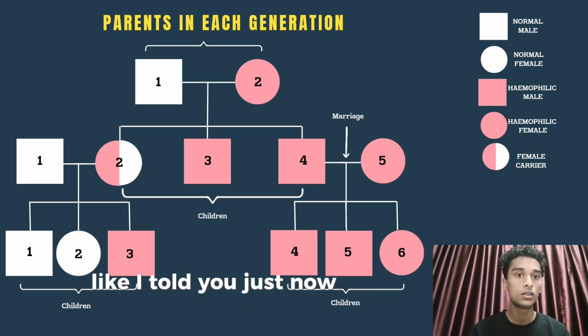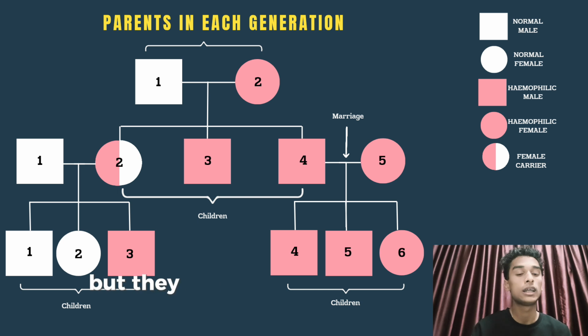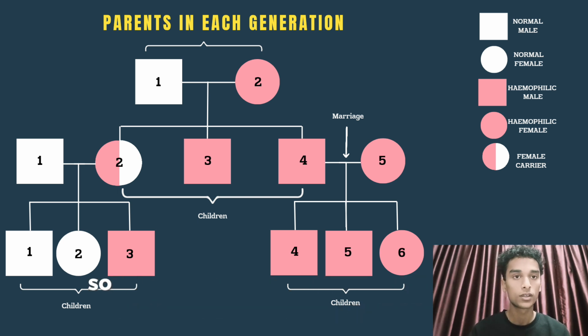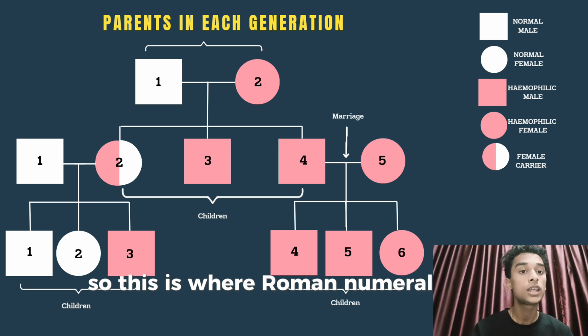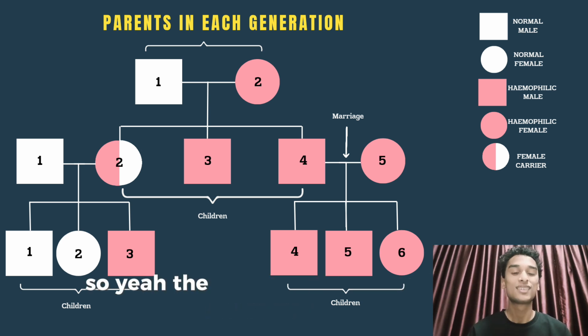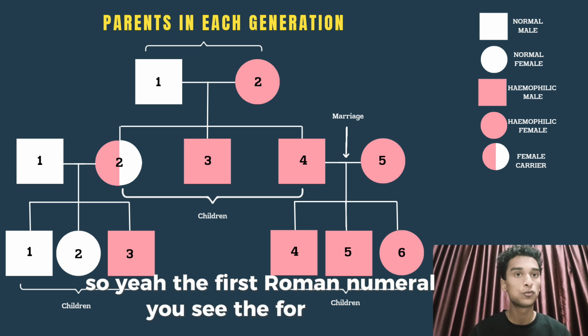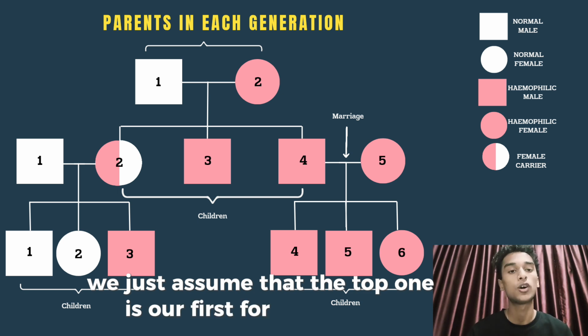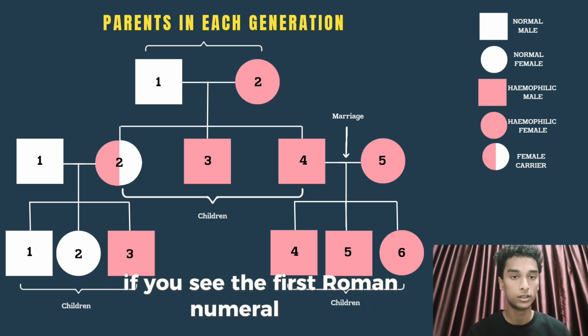Like I told you just now, they are not affected, but they transmit the disease to another person. So this is where the Roman numerals come from. So where do the Roman numerals come from? The first Roman numeral, you see the forefathers, the first forefathers at the top. We just assume that the top one is our first forefathers. Okay, if you see the first Roman numeral, right?